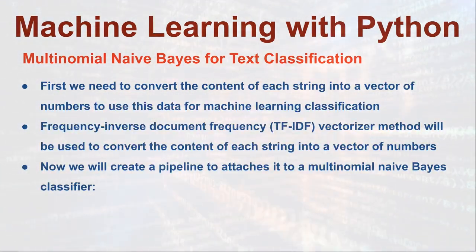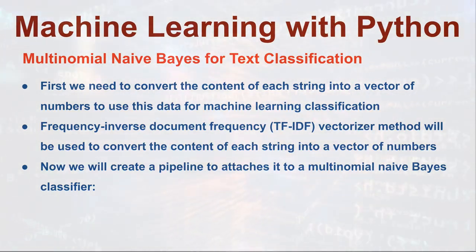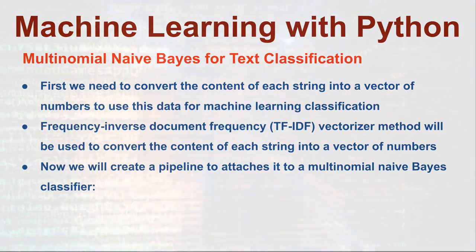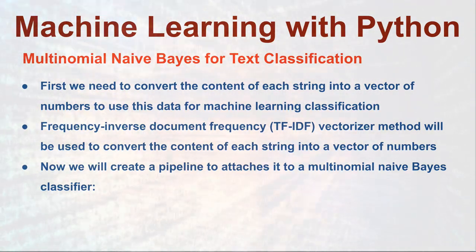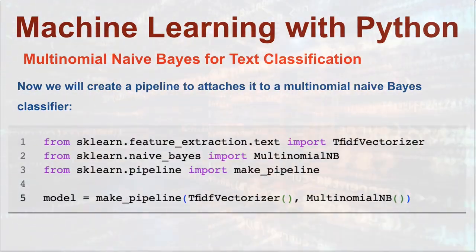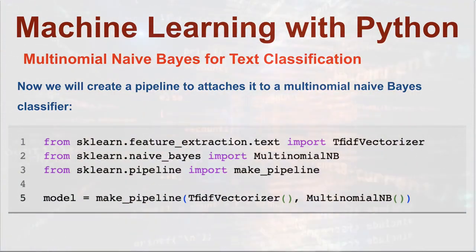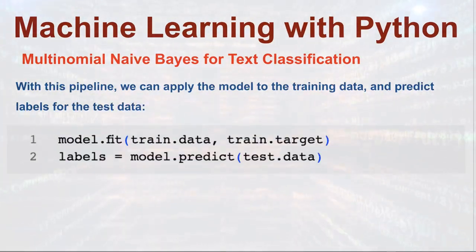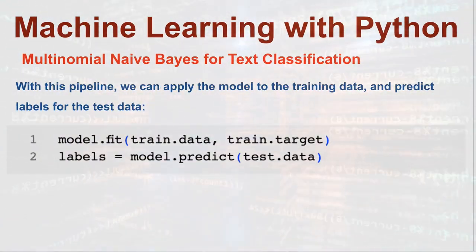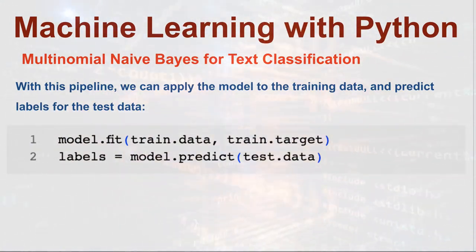To use this data for machine learning, we need to convert the content of each string into a vector of numbers. For this, we will use the term frequency inverse document frequency vectorizer method. Now we will create a pipeline to attach it to a multinomial Naive Bayes classifier. This pipeline can now be used for model training and to predict labels for the test data.